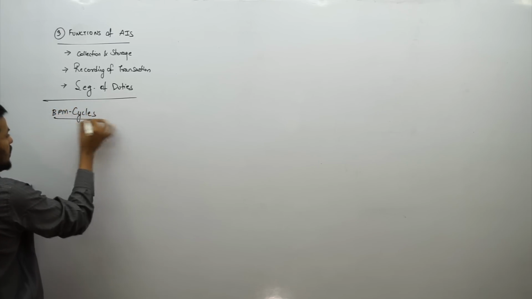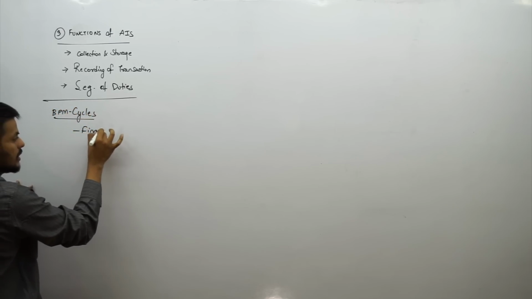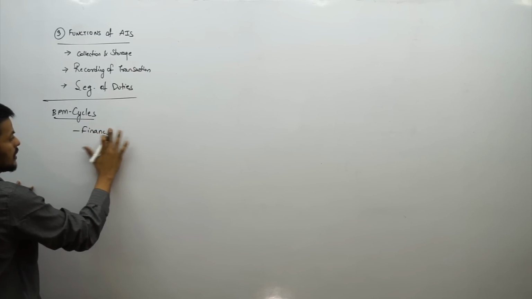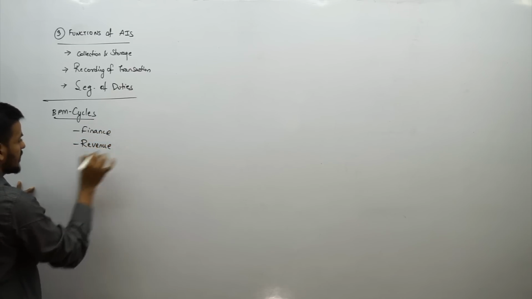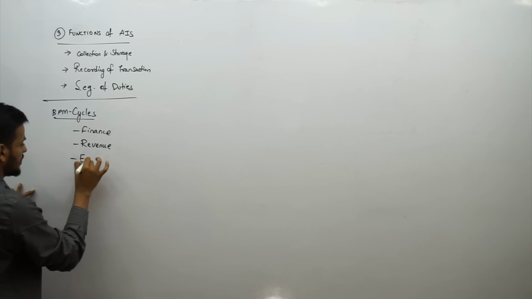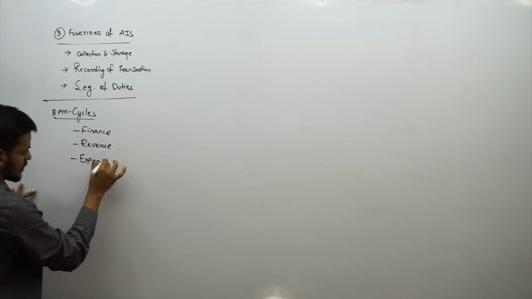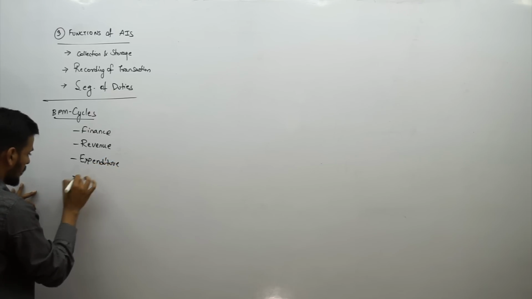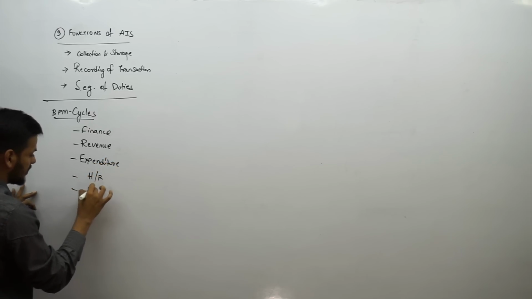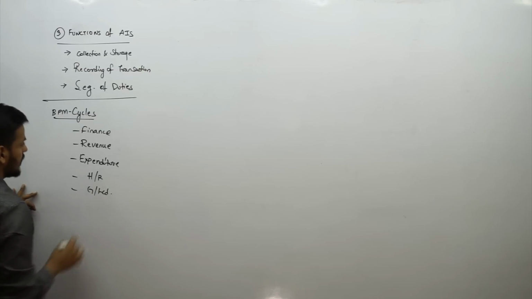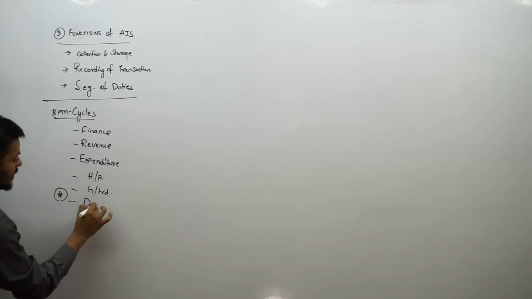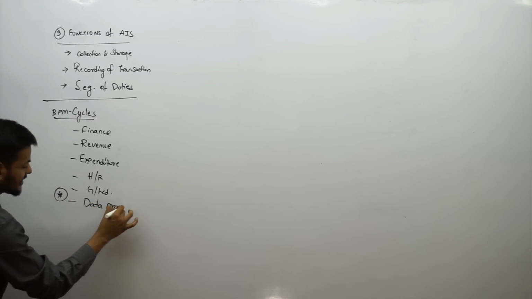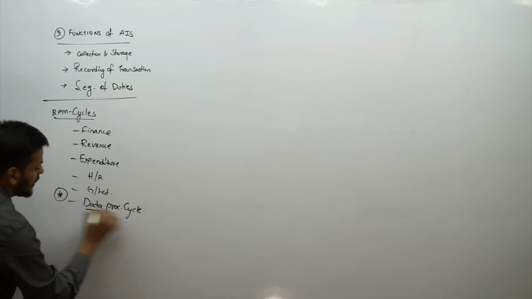If you see, we have the finance cycle, revenue cycle, then we have the expenditure cycle, then we have two common ones, the HR cycle and the general ledger cycle. And last but the most important one in this lot, I'm putting a star to it, is the data processing cycle. This can come up as a separate short answer, guys.